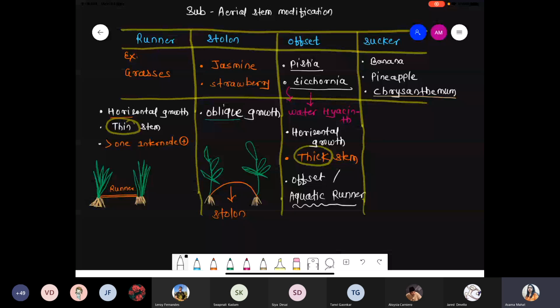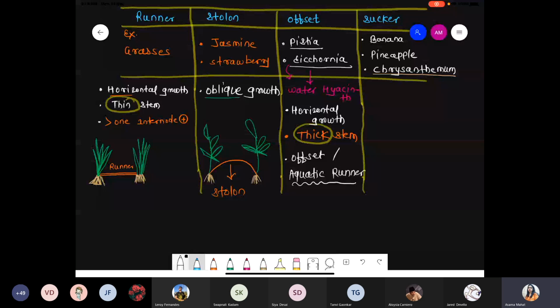And the next difference is with respect to the internode. In the case of the runner, we will clearly mention one point: more than one internode is present. But in the case of the offset, only a single internode is present, only single. So that is exactly the difference between runner and offset.